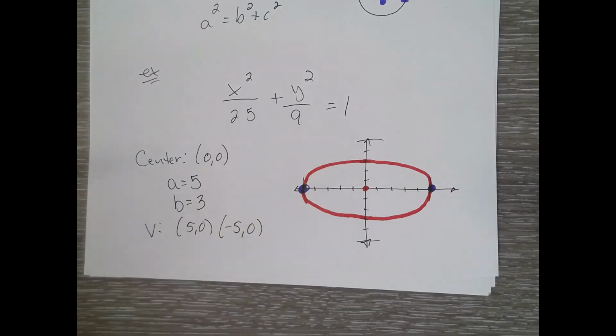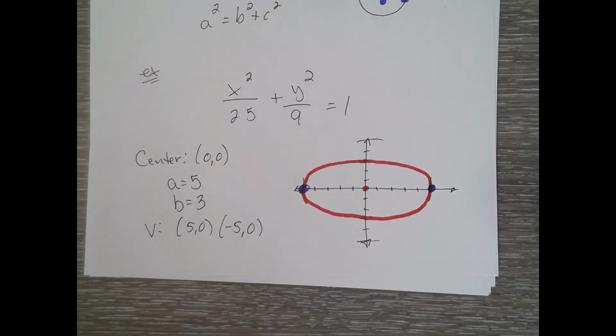So how do I find c? If I want to know what my foci are, how can I find c? What do you think, Ashley? Half of 5. It's not always going to be half, though. It's not halfway. It looked like it in the drawing, but we have an equation. How do I find c?